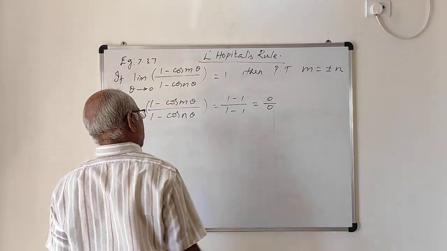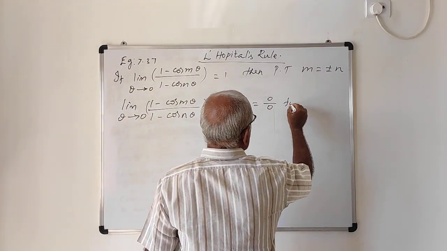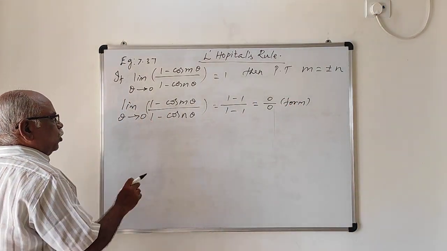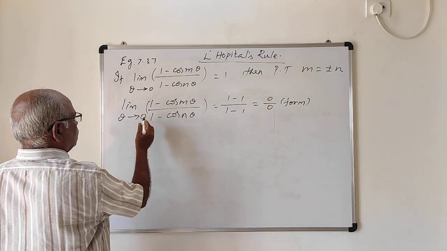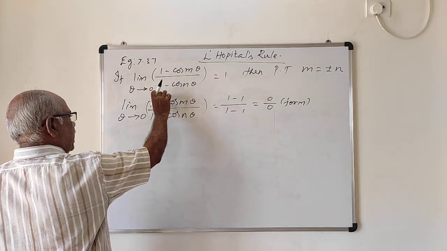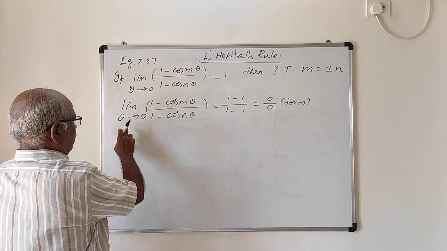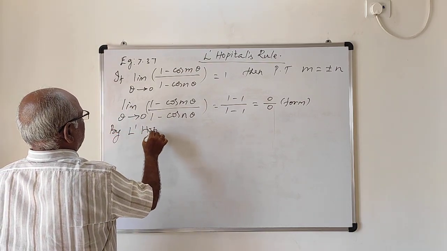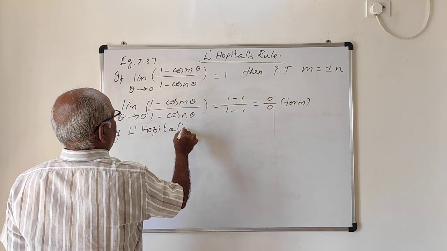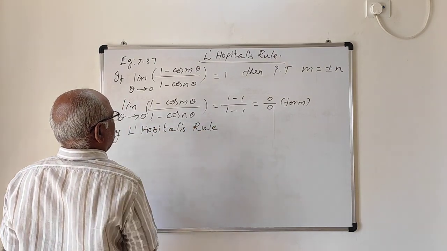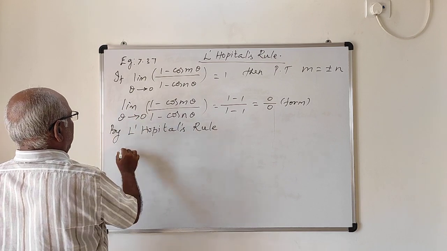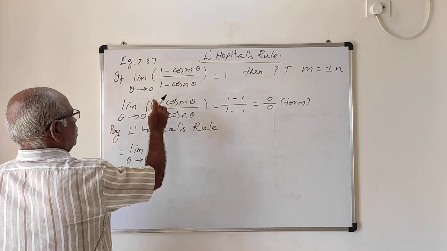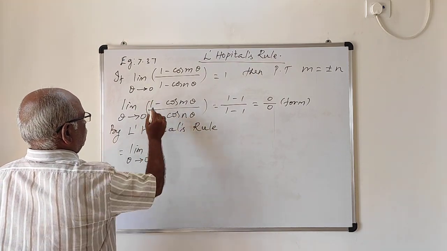It is an indeterminate form, 0 by 0 form. For that, you apply L'Hopital's rule. By L'Hopital's rule, you have to differentiate the numerator function and the denominator function separately with respect to theta. Differentiating the numerator, the derivative of 1 is 0.